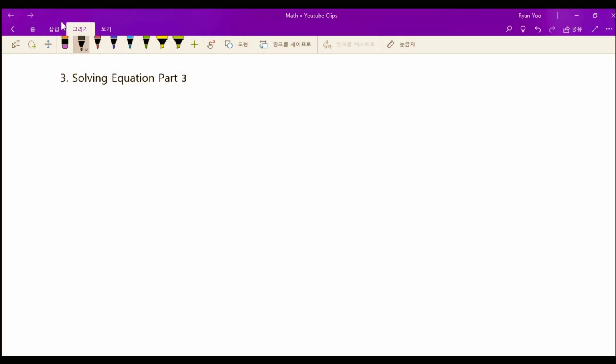Solving equations part 3. When we are solving equations, there are three things that we need to remember, or let's say just memorize.